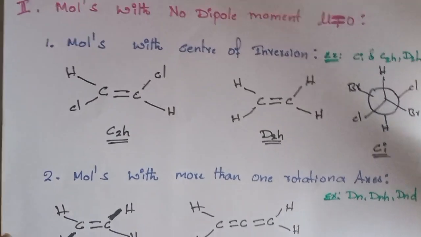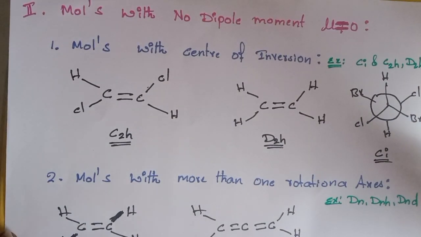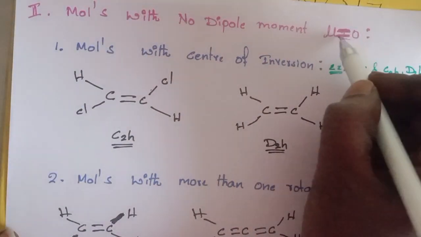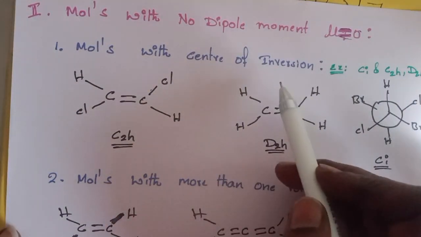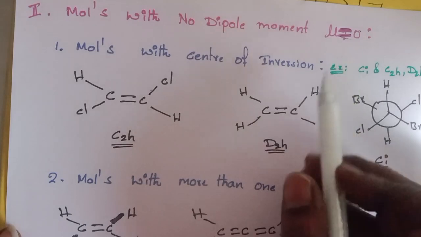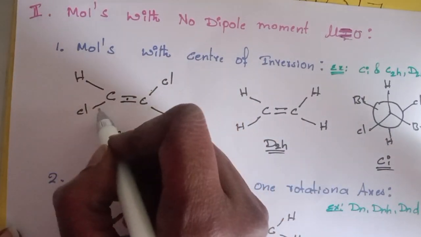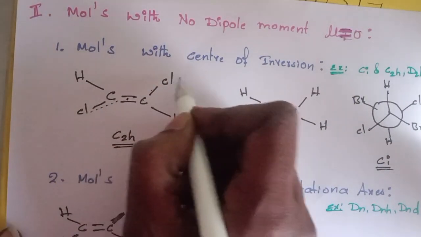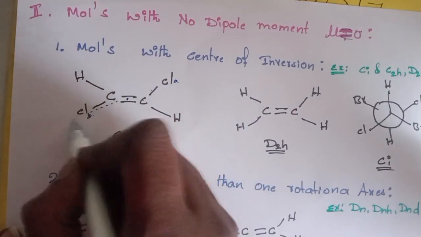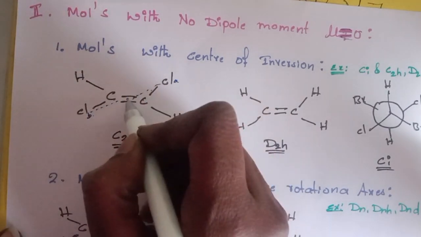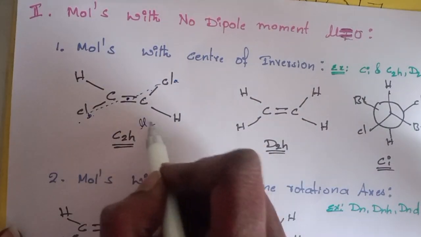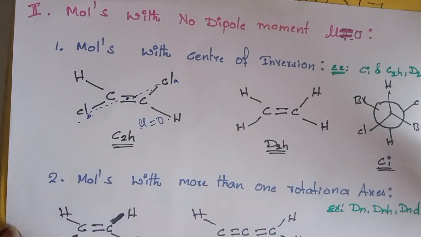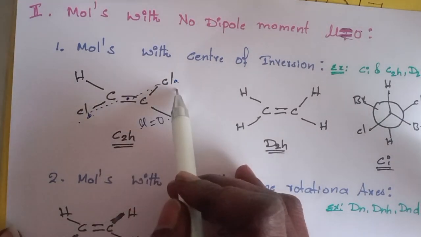So our next category is molecules with no dipole moment. That means mu equals 0. So molecules with a center of inversion will have no dipole moment, because here the dipole moment produced will be cancelled by the opposite side, right? So mu will be 0. That means the molecules which have the center of inversion.